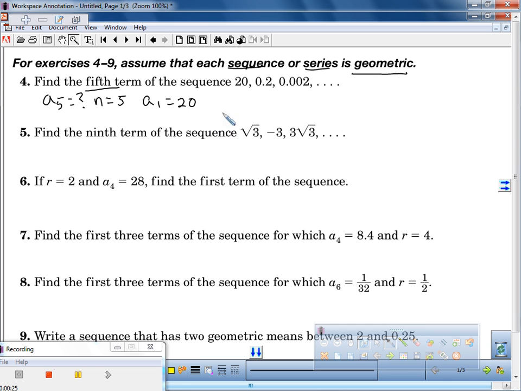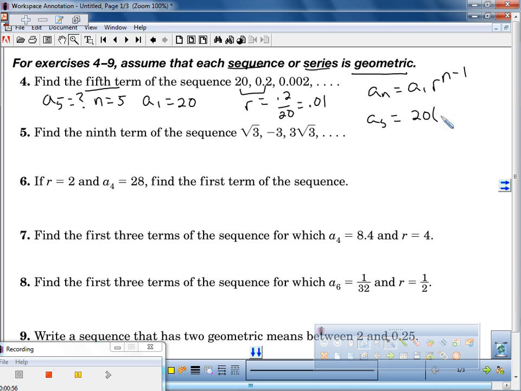We don't know what r is, but we do know our formula: a sub n is equal to a1 times r to the n minus 1 power to find any term in a geometric sequence. So what we'll do here is say a sub 5 is equal to a1, which is 20, times r. Now we've got to go find r. r is the common ratio, so I'm going to take 0.2 and divide by 20, and that gives us 0.01.